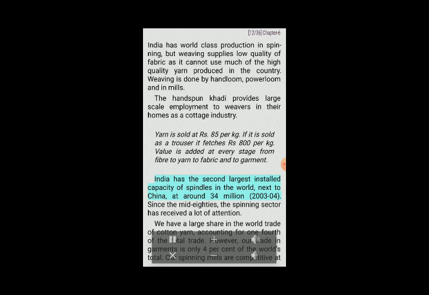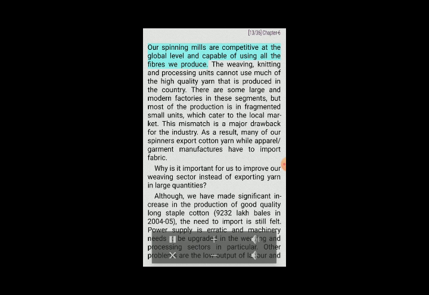India has the second largest installed capacity of spindles in the world, next to China, at around 34 million in 2003-04. Since the mid-80s, the spinning sector has received a lot of attention. We have a large share in the world trade of cotton yarn, accounting for 1/4 of the total trade. However, our trade in garments is only 4% of the world's total. Our spinning mills are competitive at the global level and capable of using all the fibers we produce.